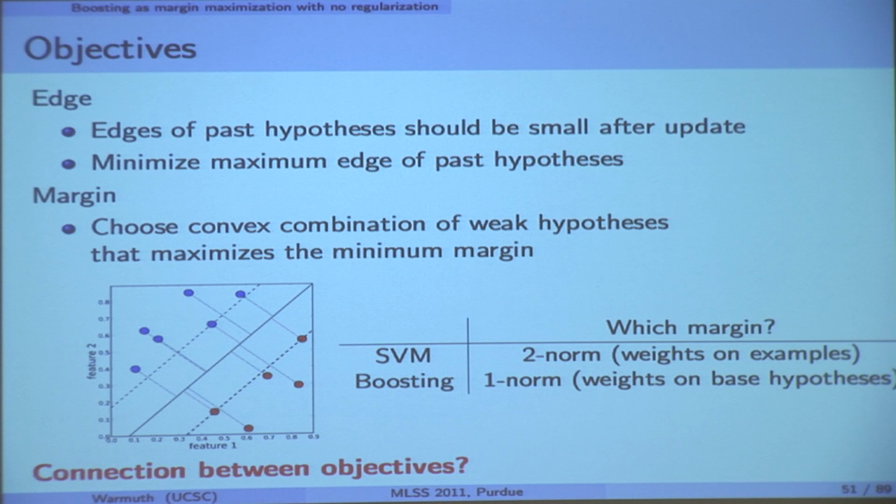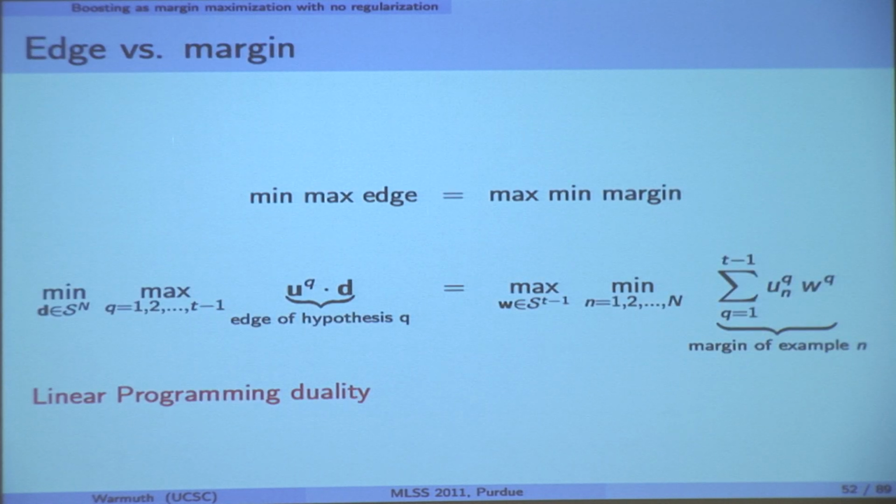The SVM margin is fundamentally different. It's geometric. This is the 1 norm margin. OK, so what's the connection between the minimum maximum edge and the maximum minimum margin? Welcome to the mess. It's the same.